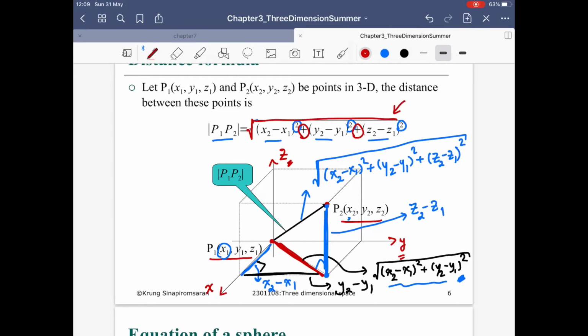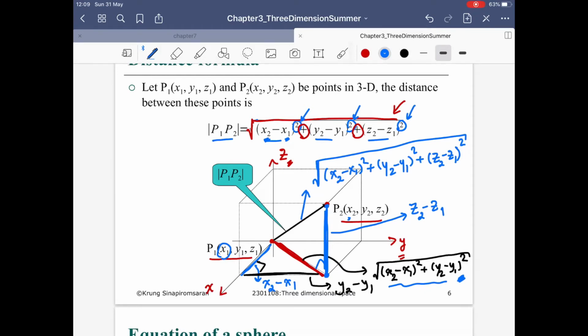All right. And actually, because you have a square on each of the differences, you can use either x1 minus x2 or x2 minus x1. It doesn't matter. It will come back to the same thing after you take a square. All right. So this is one of the things that you may need to know.